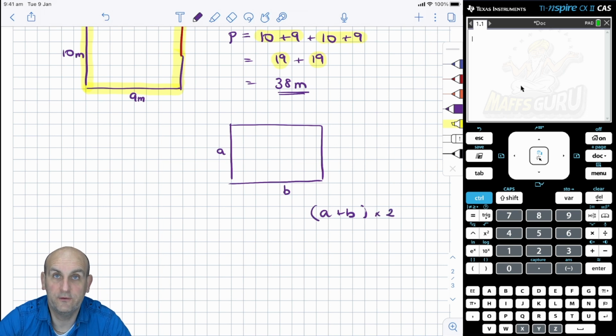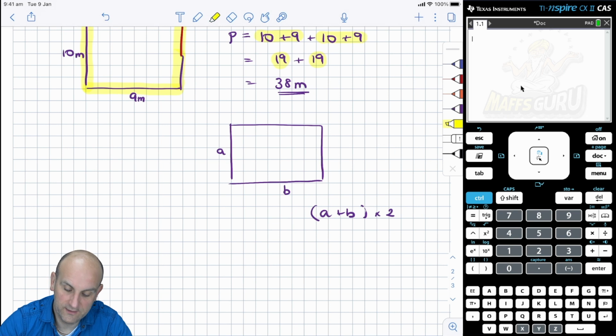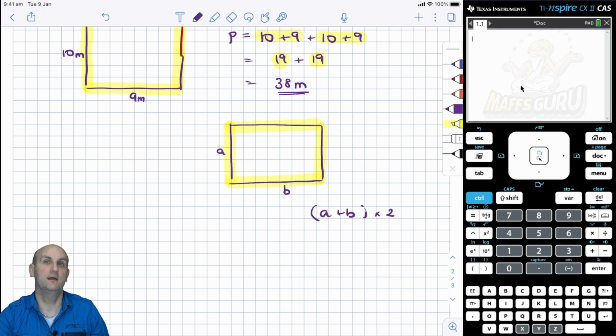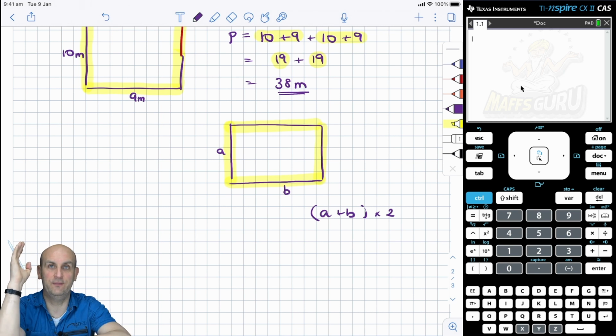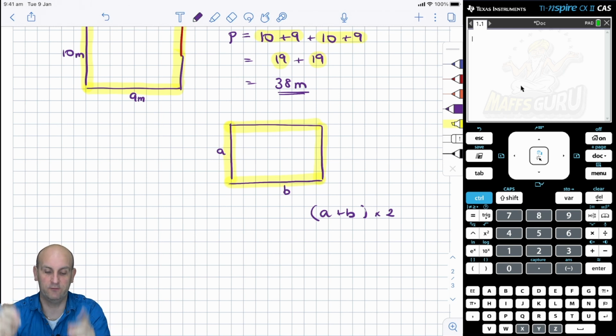We can times it by 2. Yeah, because we know that this length here is A, that length there is A, that length there is B, that length there is B. Now again, I'm using letters here as part of algebra. You've done a little bit of that in year 7, but ideally for a rectangle, add those two together and then just double it.